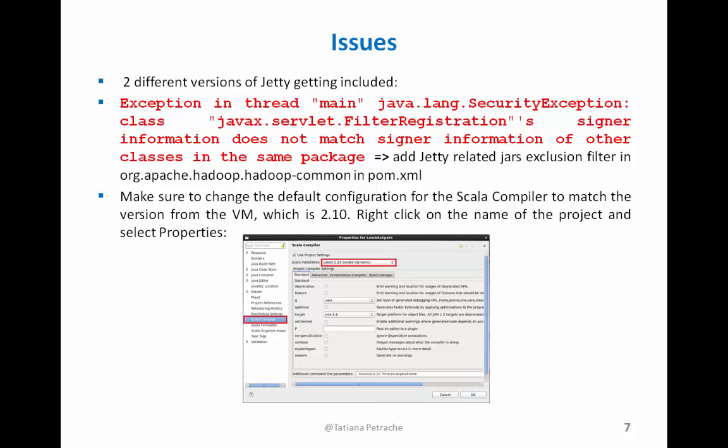It's important to mention also the issues I confronted myself while configuring the Scala project using Maven. The first error I got was related to two different versions of Jetty getting included, and as a result I had to add a Jetty-related jar exclusion filter in pom.xml. Moreover, the Scala IDE sets the latest Scala version as default for the compiler, and I had to change that to 2.10, which is the actual Scala version from the Cloudera Quickstart VM.